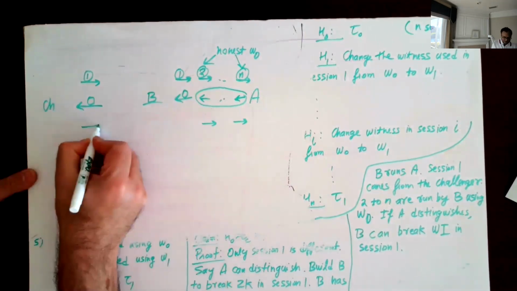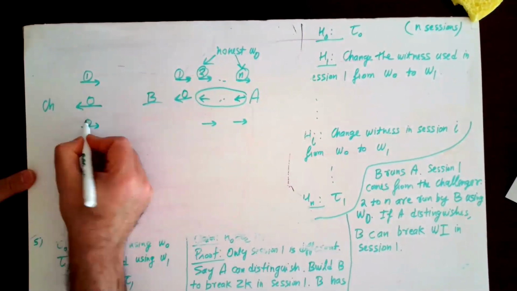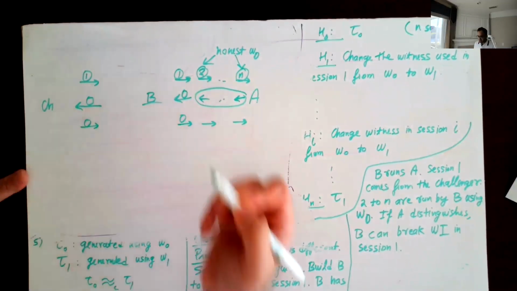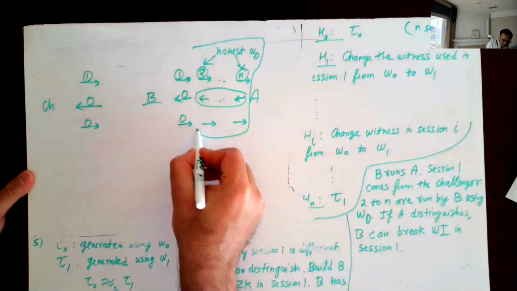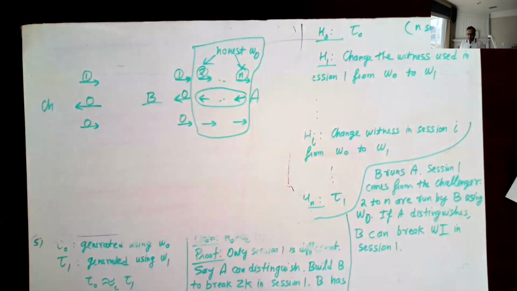And here we get the response which B will include. So these messages are all computed by B directly by using knowledge of the witness W0.